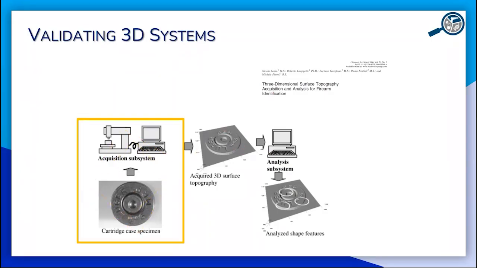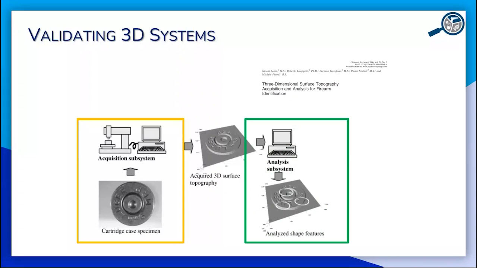So if you think about validation, there's really two things to validate. First, there's the acquisition, or I'll call it the hardware. You need to provide some evidence that this is being done reliably and is up to the task at hand. And the second is the analysis, and it has to provide some sort of data to show that the analysis system is up to the task at hand.